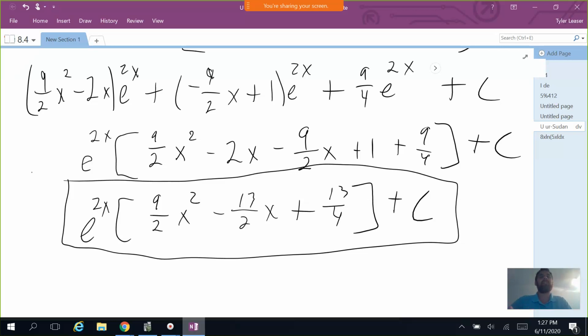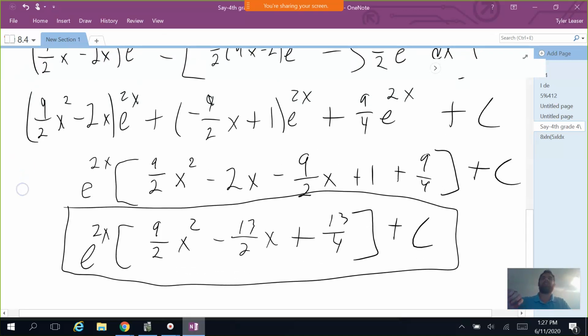Are there any questions about this question, integration by parts? Are we all good with integration by parts?